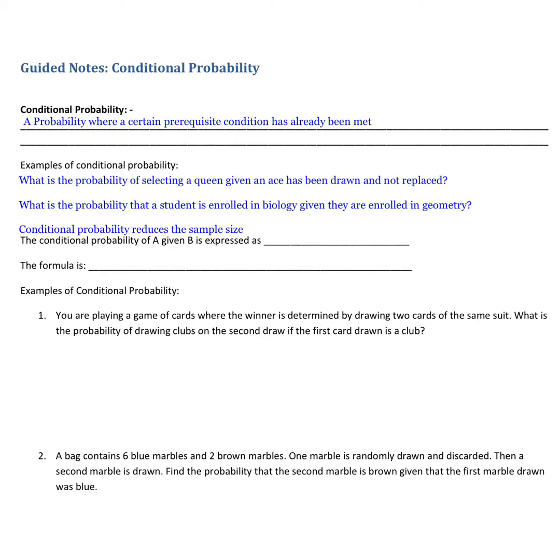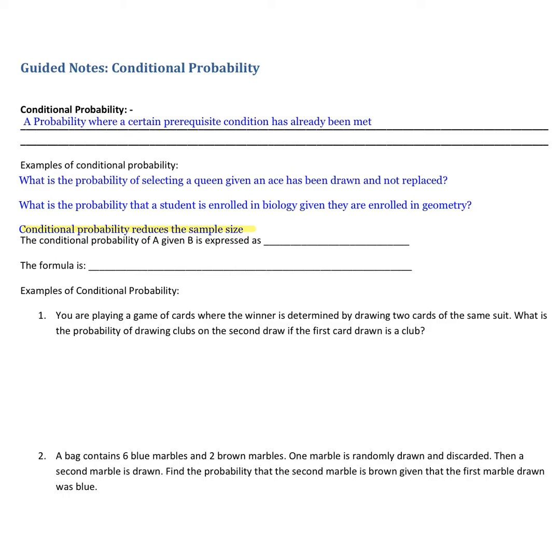Okay, so conditional probability is just simply a probability where a certain prerequisite condition has already been met. So some examples would be, what is the probability of selecting a queen given an ace has already been drawn and not replaced? Or what is the probability that a student is enrolled in biology given that they are enrolled in geometry? Essentially, what happens is conditional probability simply reduces our sample size.